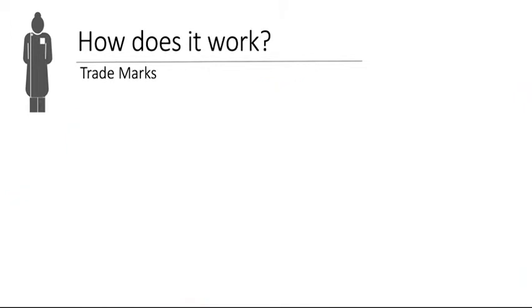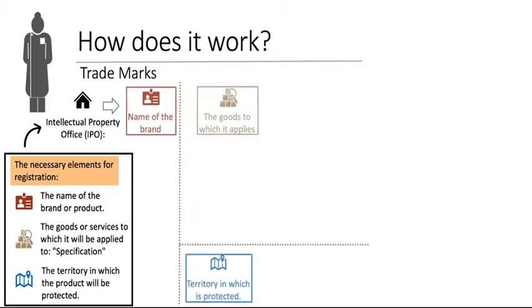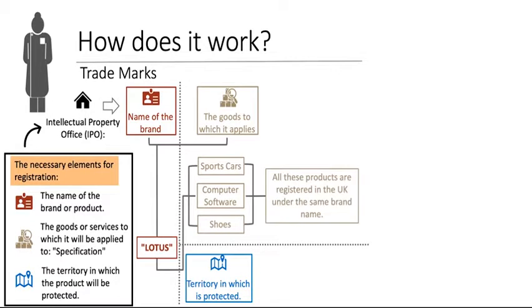So how does this really work? When you go to the intellectual property office, you have to have all of these elements gathered, which is the name of your brand, the goods to which it will be applied, and the territory in which you wish to be protected. And it works like this diagram. We will use the example of Lotus. Lotus is a trademark registered for sports cars, computer software, and shoes. And these are all registered in the UK under the same trademark.